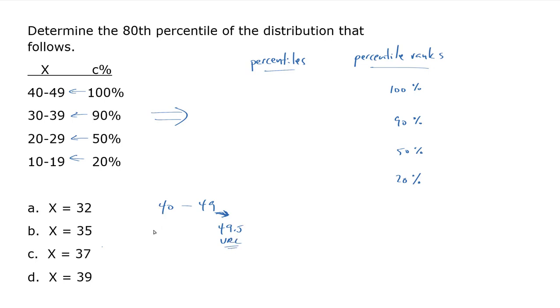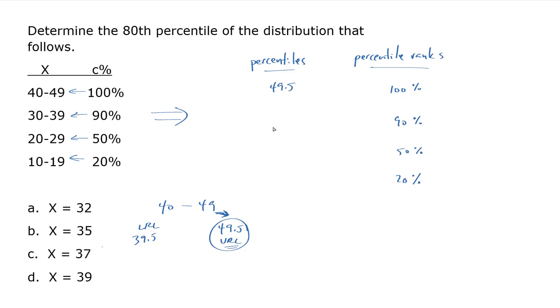My lower real limit would be a half step below, that would be 39.5. But I don't want to deal with that. I'm not working with lower real limits. I'm working with upper real limits of each of these categories. So the 100% goes with not 40 to 49, but instead it goes with 49.5. That is the 100th percentile. The 100th percentile is 49.5, and the percentile rank of 49.5 is 100, or 100%.